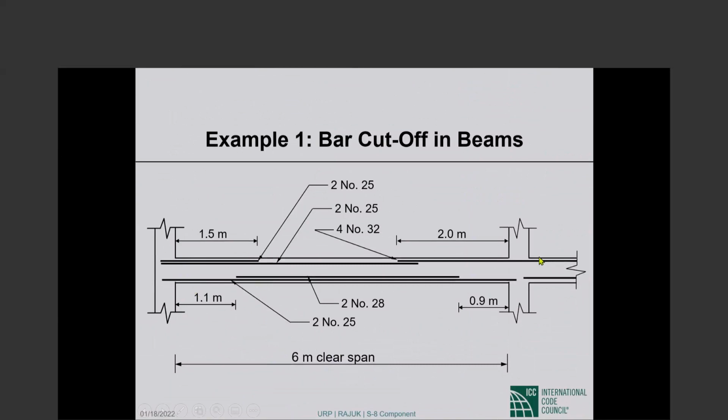So we have four number 32. They are extended 2 meters. There are four number 25. Two of them are extended 1.5 meters. The other two are continued, and here they are lapped with the number 32 bars.